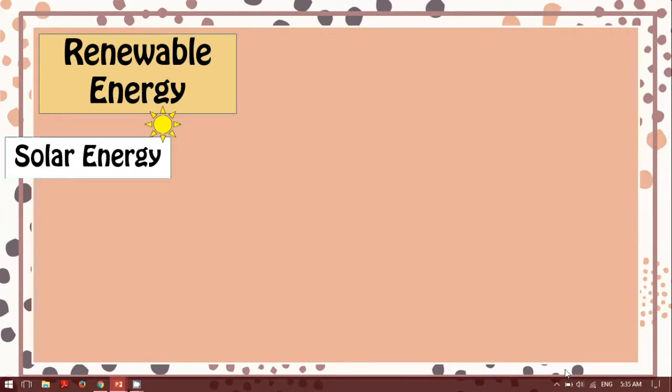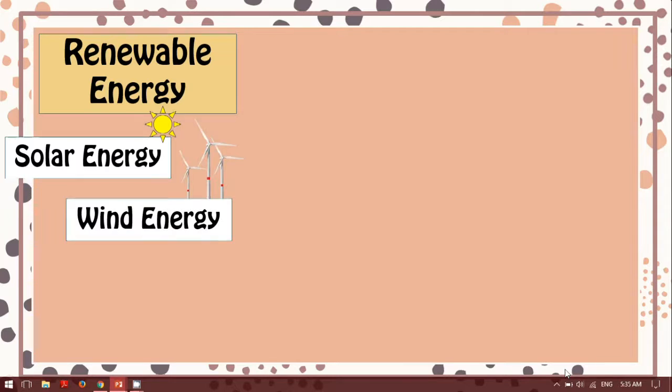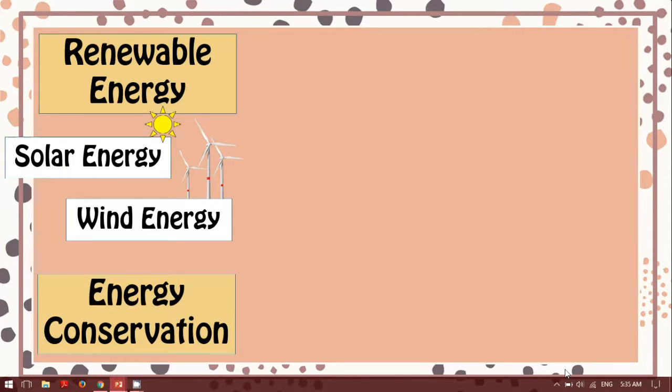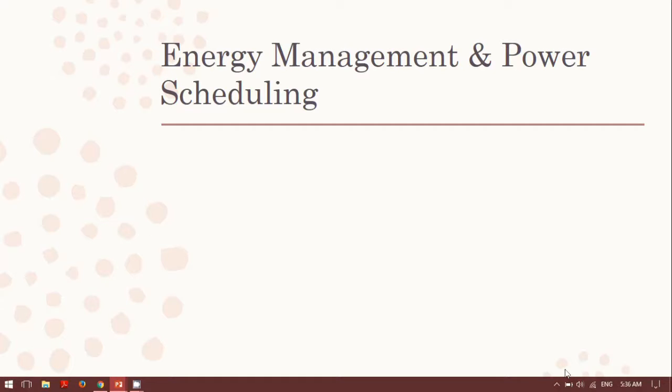So, the first one is the development of renewable energy to overcome this limited resources issue. Examples of renewable energy are solar energy and wind energy. Second is energy conservation. Thus, we introduce to you our project Banu Musa Smart Solar Home. So, next, we proceed to the energy management power scheduling part.